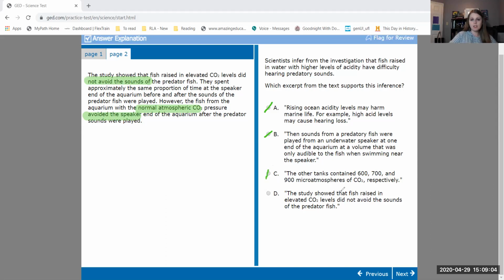Letter D, the study showed that fish raised in elevated CO2 levels did not avoid the sounds of the predator fish. Well, now that one kind of explains why this is an important study, what the evidence and results of the experiment were, right?